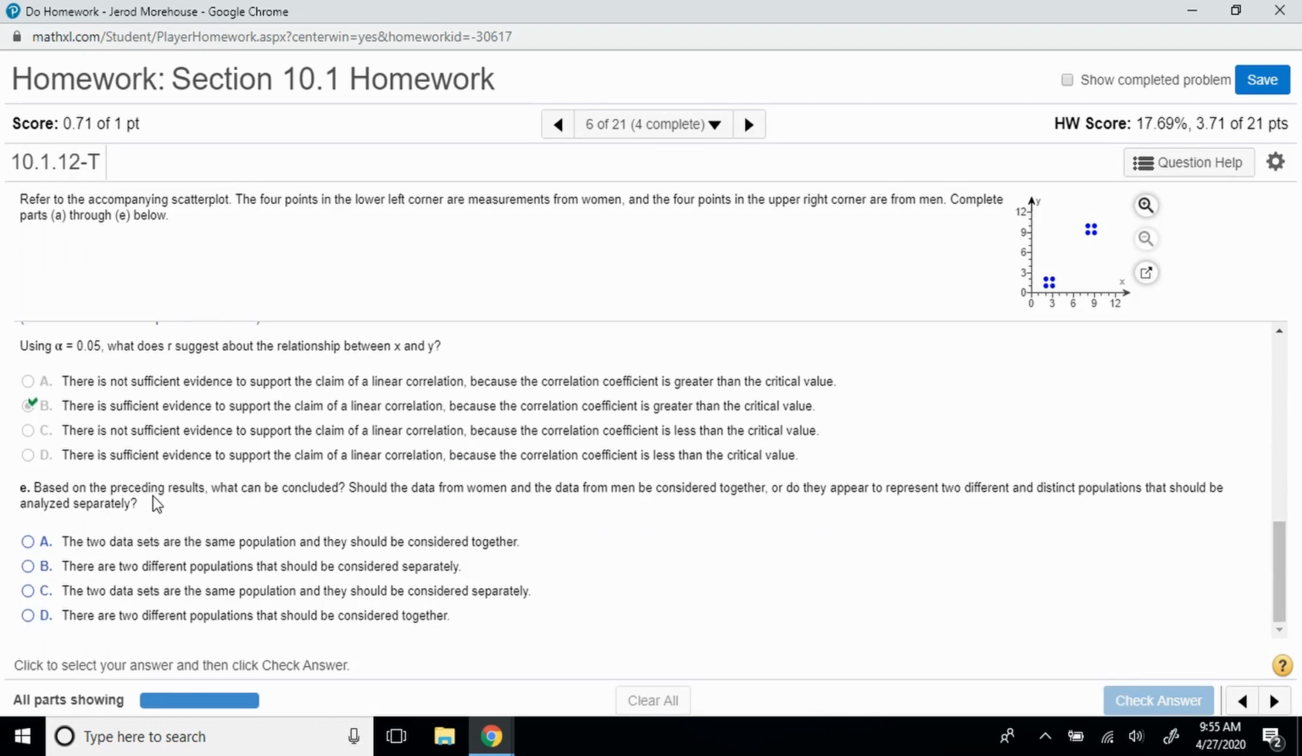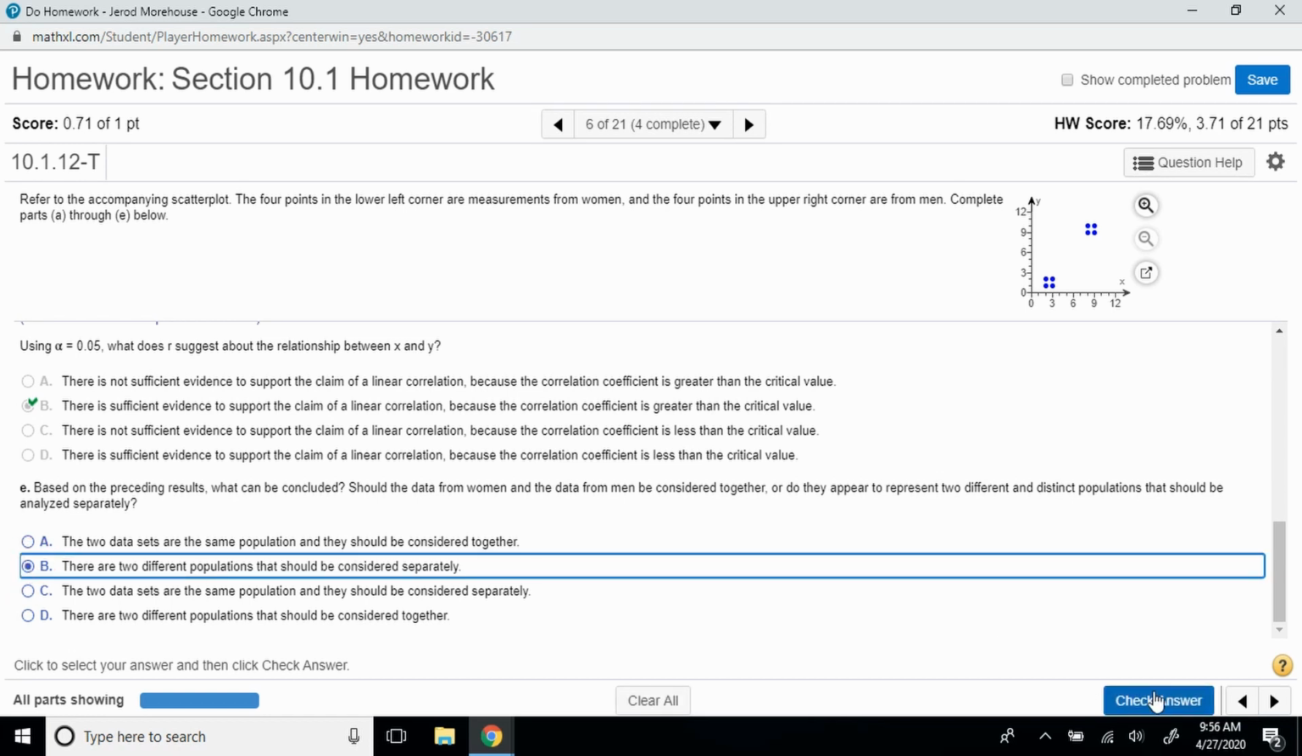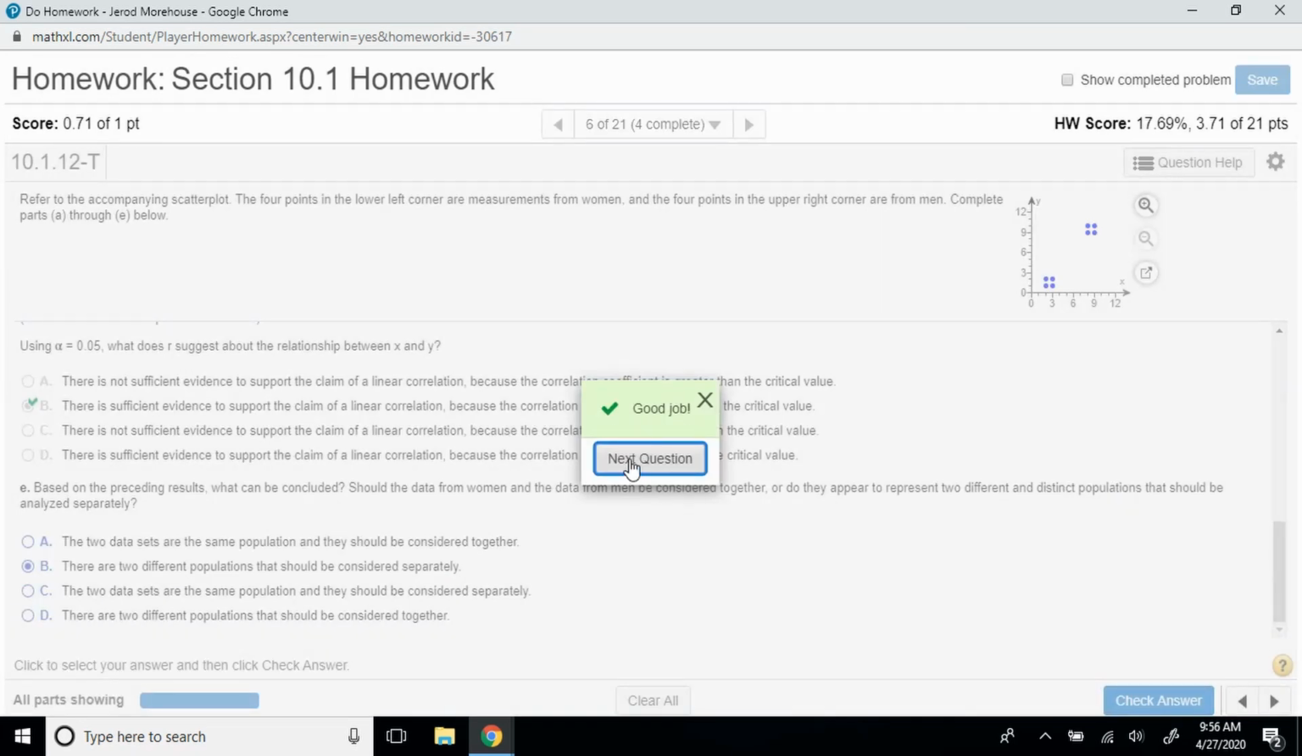Part E, based on the preceding results, what can be concluded? Should the data from women and the data from men be considered together, or do they appear to represent 2 different and distinct populations that should be analyzed separately? Well, these are obviously 2 groupings that are very different from each other. So despite the strong linear correlation that happened when we combined all 8 of them, they should not be. So we're going to say here, there are 2 different populations that should be considered separately. B, check that answer. Nice.